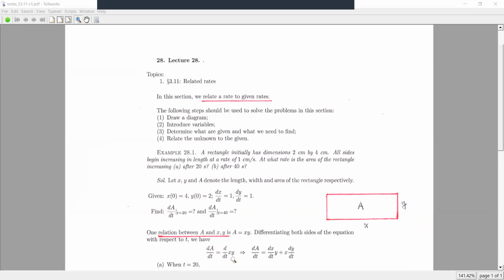Now, take derivative on x times y with respect to the time t by the product formula. The derivative is derivative of the first function x times the second function y plus x times derivative of y. This is the derivative of the area at a general time t.